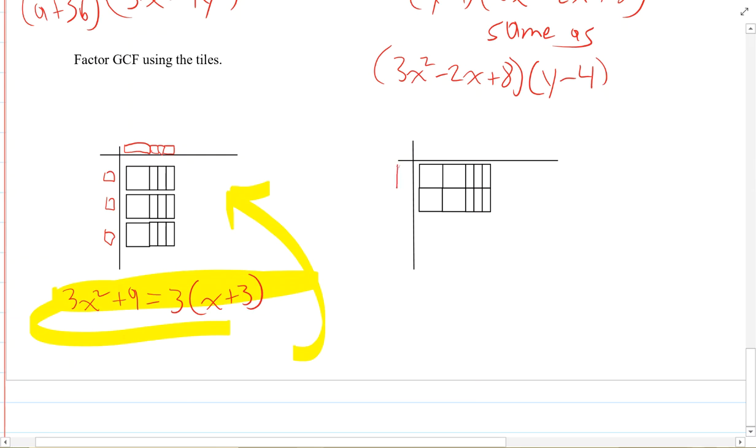But for those that like A's and B's, there is 2x, and here's the rest. Boom, boom, boom, boom. So I would say here this is 4x squared plus 6x, and that equals, factoring out the GCF, 2x times 2x plus 3. Okay, there you go.